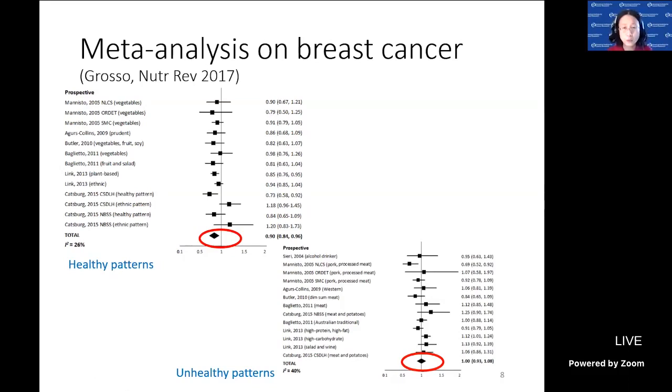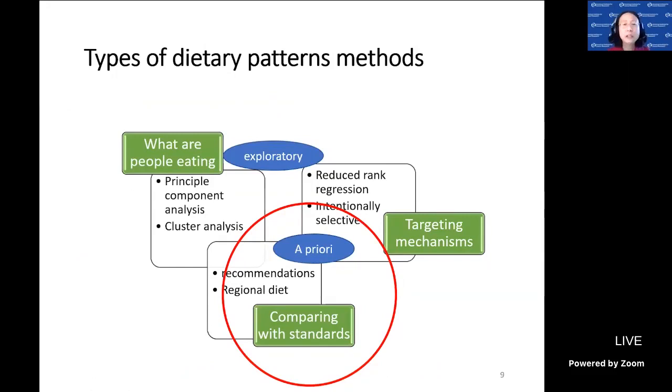and non-cancer endpoints as well. All right, so let's take a look at the other type of dietary pattern methods, the a priori. In this case, you have some idea in mind. You have a particular kind of dietary pattern in mind. You might want to see how well people are adhering to a set of healthy eating guidelines, or you might be interested in how well people are adhering to particular diet characteristics. And you, as an investigator, will have to set up some kind of criteria to measure people's intake in terms of adherence.